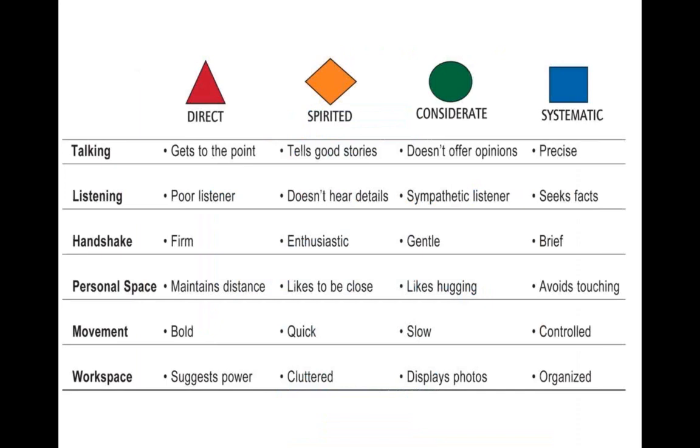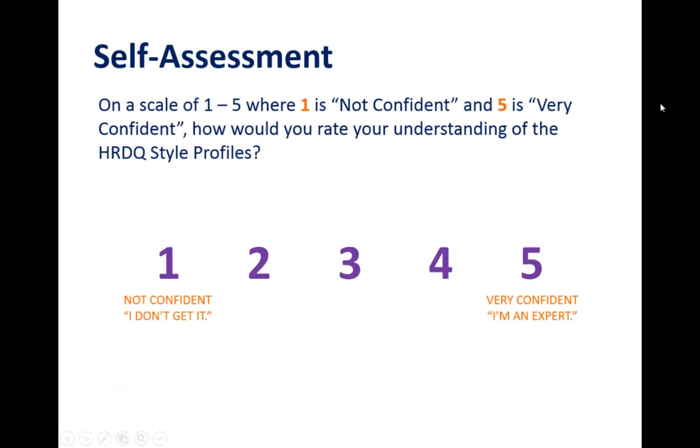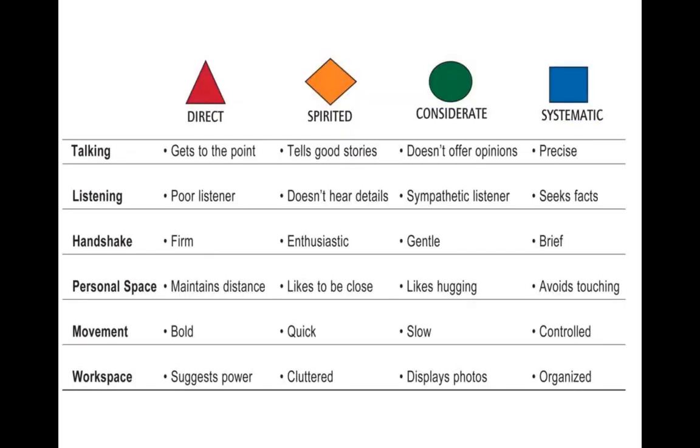Okay, folks, here's a cheat sheet. In case you don't remember everything Tracy said, here is a neat little table with its 4 styles: direct, spirited, considerate, and systematic. And on each of the rows, different types of behaviors associated with these styles. For example, let us assume that if you touch me, I start shivering and getting uncomfortable. Which style do I belong to? Good. Yes, you are right, because under systematic it says avoids touching.